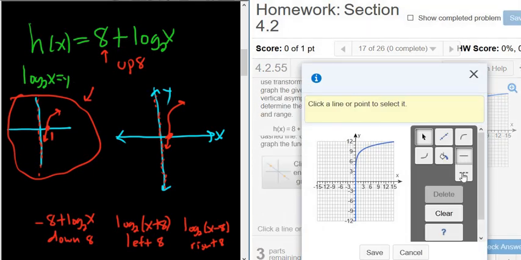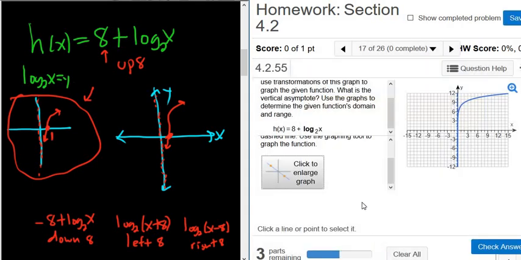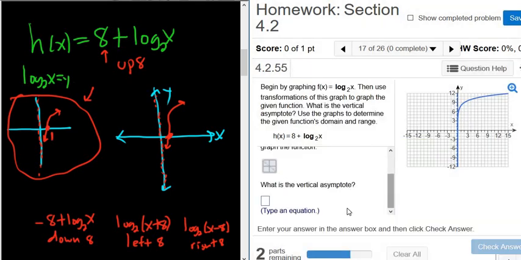The asymptote is a dotted line, and then it's a line, so you got to pick both, the line and the dotted line. And it's at x equals 0. So I'm going to click here and then move around and make sure it's vertical. Boom. And click Save. Good stuff. There it is. I'm going to hit Check Answer. And that's it. It wants the equation of the vertical asymptote.